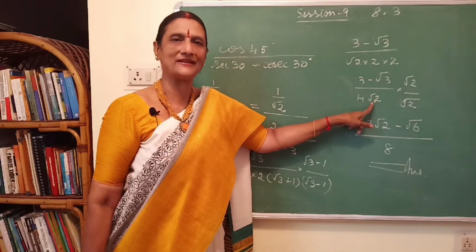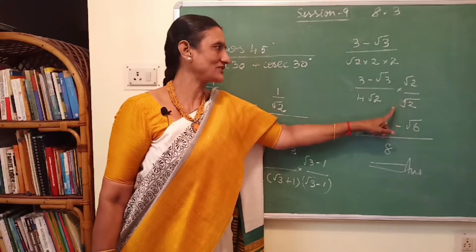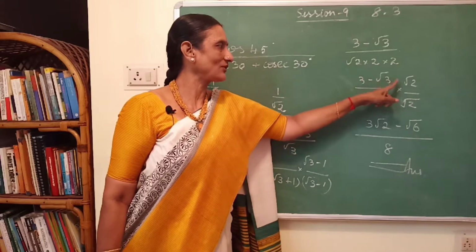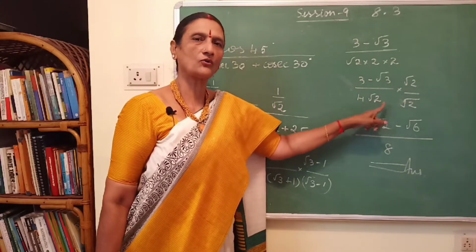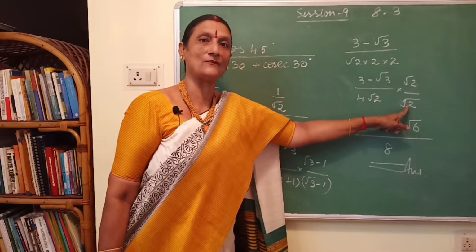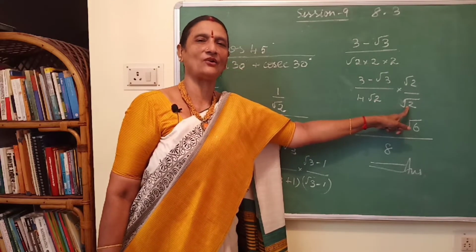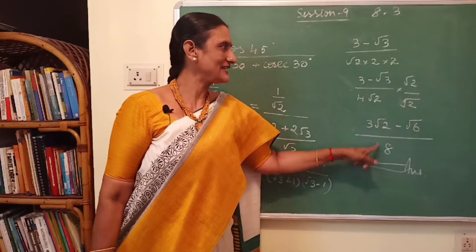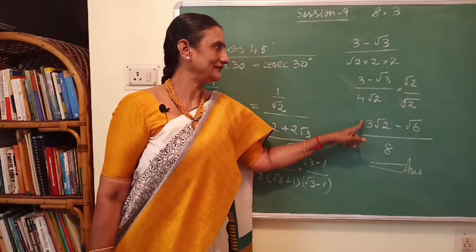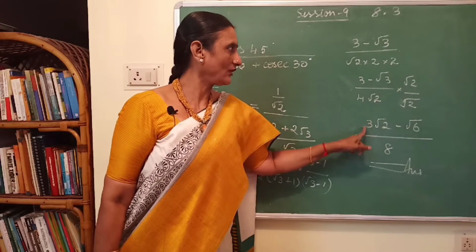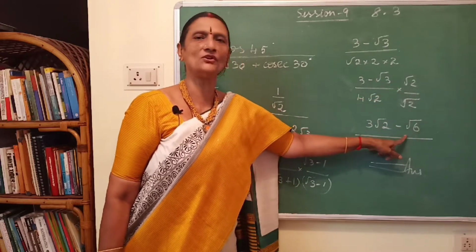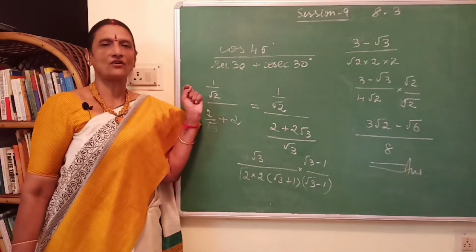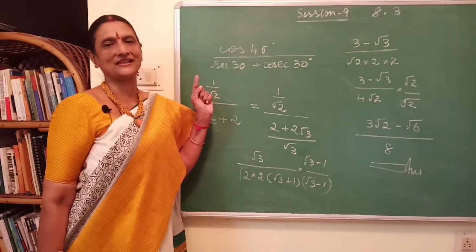4 root 2 cannot be admitted. So, once again we are rationalizing. The rationalizing factor is root 2. Root 2 by root 2 you should have. So, 3 minus root 3 into root 2 divided by 4 root 2 into root 2. Root 2 into root 2 is obviously 2. Please don't make the mistake that root 2 into root 2 is 4. It is not 4. It is 2. So, 4 2's are 8 here, and this 2 is multiplying with 3. You have got 3 root 2, and here root 3 into root 2 gives you minus root 6. This is the correct answer. I hope you would have got it. If you have got it, you can award 5 marks to yourself.